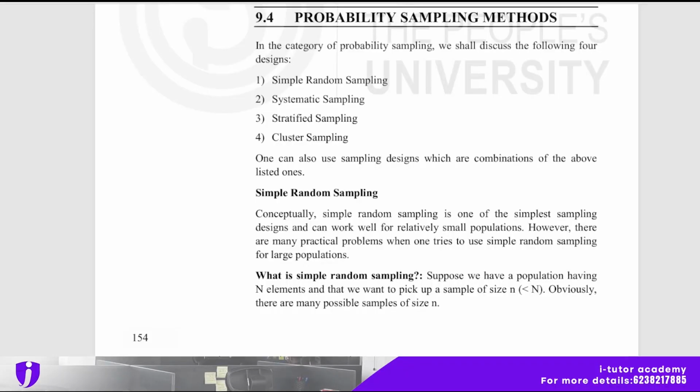In today's session, we will start with Unit 9, subsection 4, that is probability sampling methods. In the category of probability sampling, we shall discuss the following four designs: simple random sampling, systematic sampling, stratified sampling, and cluster sampling. One can also use sampling designs which are a combination of the above listed ones.